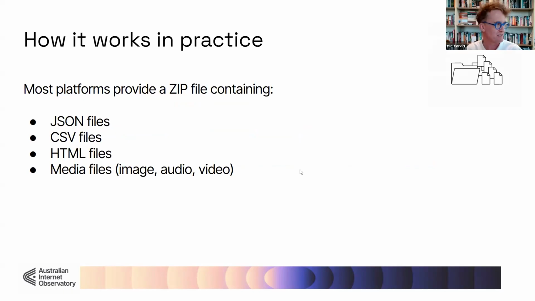Usually then what you're provided is a zip file that contains all sorts of things, structured data, like CSV and JSON files, but also media files that contain images, videos, audio that you might have created and uploaded into a platform. So this can be both very personal and very rich data, and very historical data if you've been on that platform for a long period of your life.